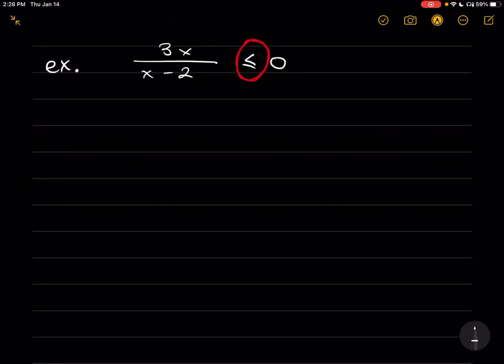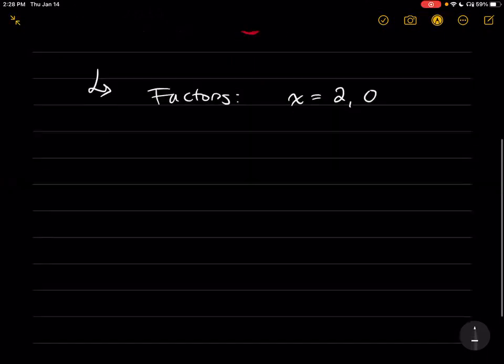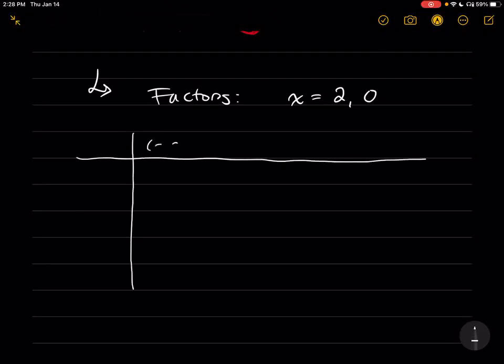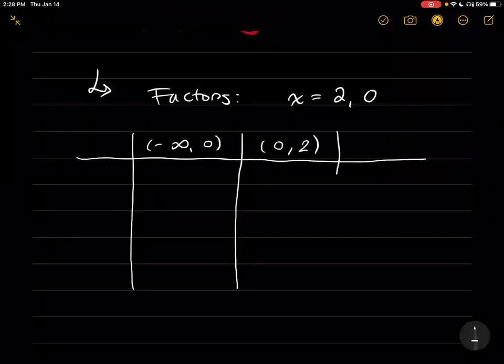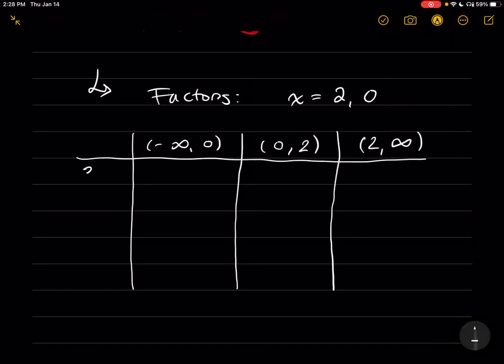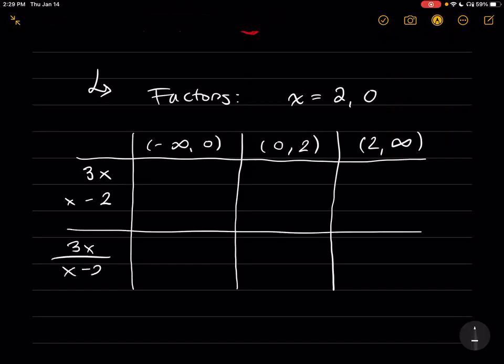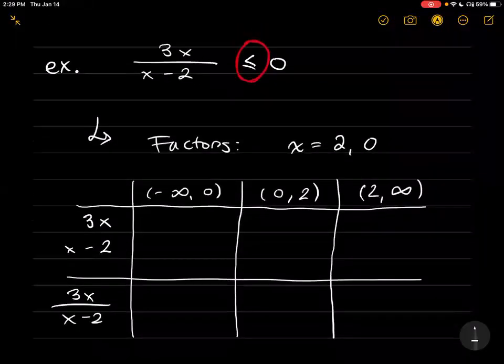So if we go through the usual process, you can find that the factors of this are clearly 2 and 0. And if we make our little chart like usual, negative infinity to 0, 0 to 2, and then 2 to infinity, and then 3x, x minus 2, and then, of course, the whole thing, 3x over x minus 2. And then we do the usual.